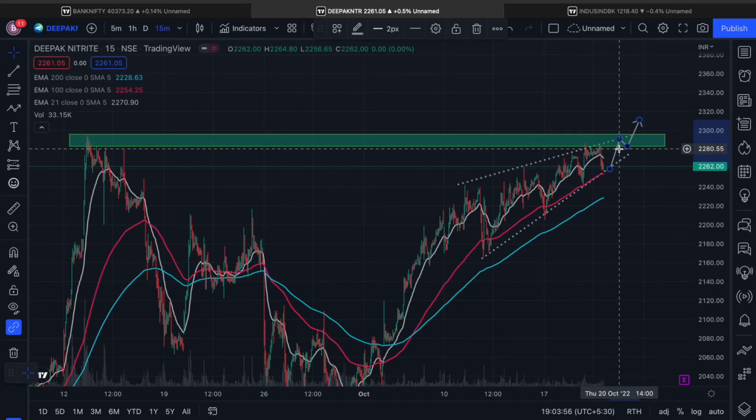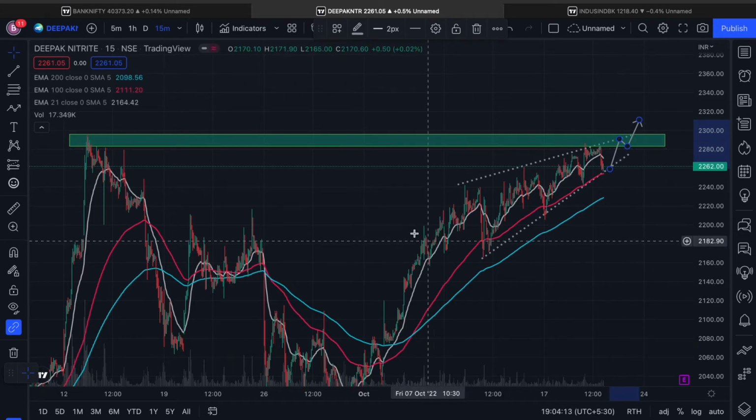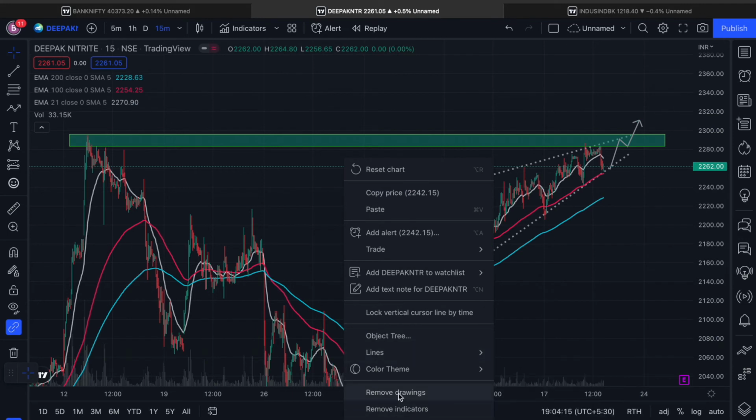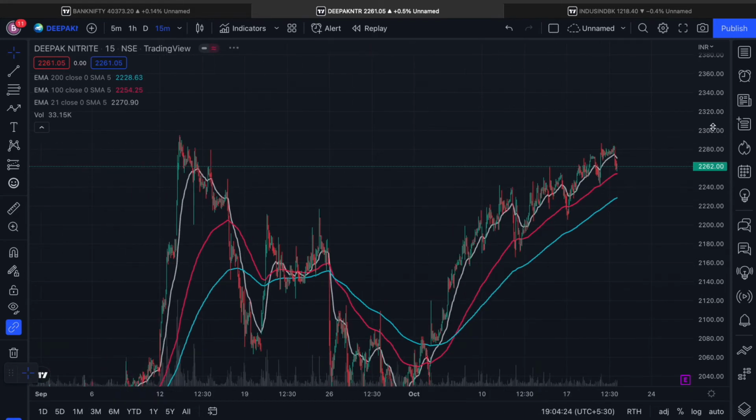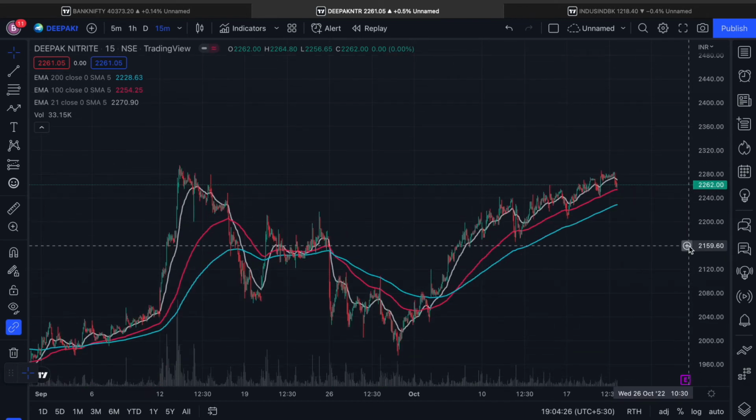And I am very sure that this is going to give a very good ROI if it works out properly in our direction, right? So a risk reward of at least 1 is to 4 or 1 is to 5 I am trying for in Deepak Nitrite, right? So just keep this on your watch list. If you see it rising up, then try to trade this setup. You won't regret, right? So that is my trade setup on Deepak Nitrite.